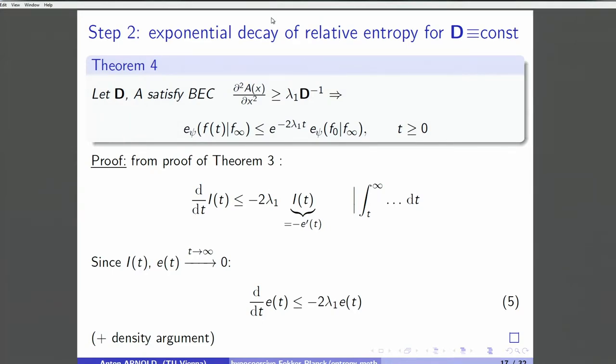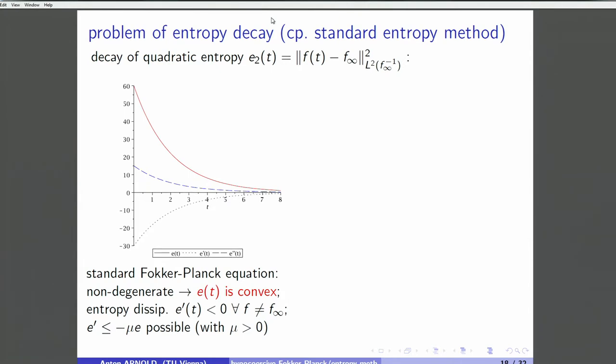In the proof, you first think back to how you proved the analogous inequality for the entropy dissipation, capital I of t. There you derive a differential inequality for the time derivative of the entropy dissipation in terms of the entropy dissipation. Once you have that, you integrate this inequality in time, from t to infinity, and then you recall that capital I, the entropy dissipation rate, is nothing but minus the time derivative of your relative entropy. Then you get the corresponding differential inequality for the entropy. And then Gronwall's lemma just gives you the exponential decay that you want, plus some technicalities with density, for example. So this was a review of the standard method.